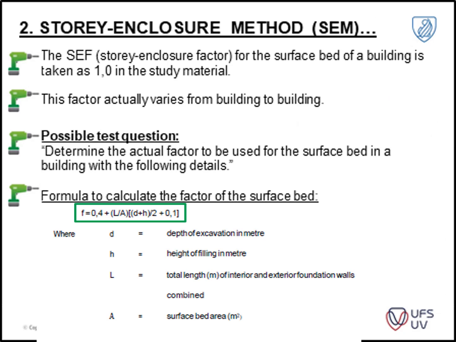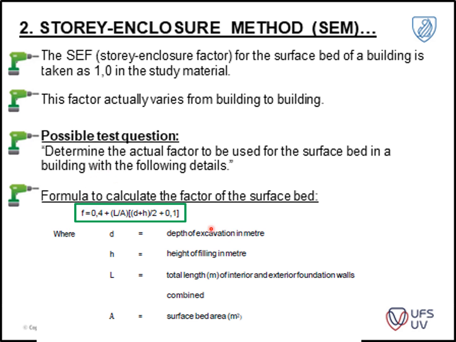Looking at another example: the store enclosure factor for the surface bed of a building is usually 1. But the factor actually varies from building to building, so one wants to improve that factor and consider that whenever you're changing it. To determine the actual factor to be used for the surface bed in the building, we use the following formula.